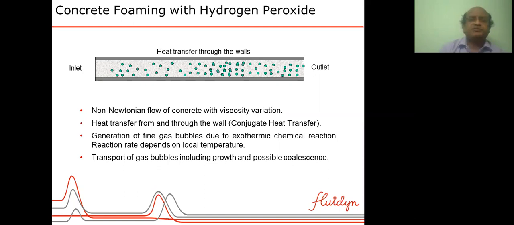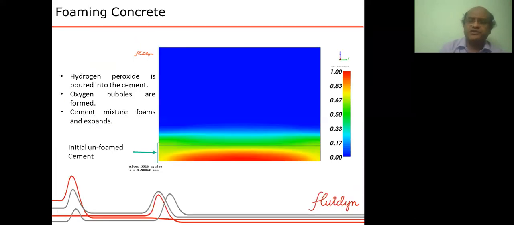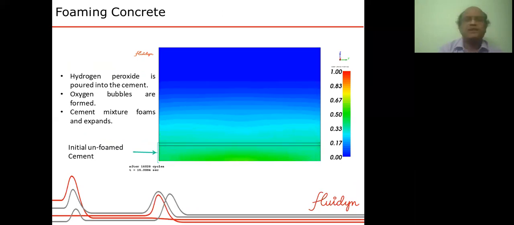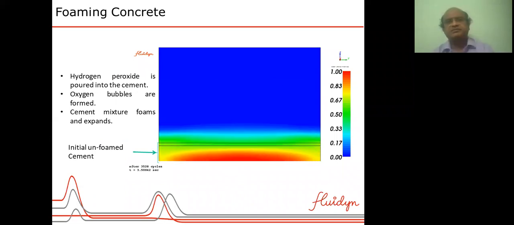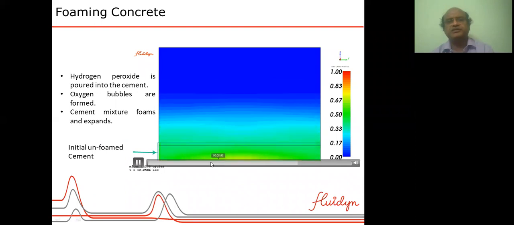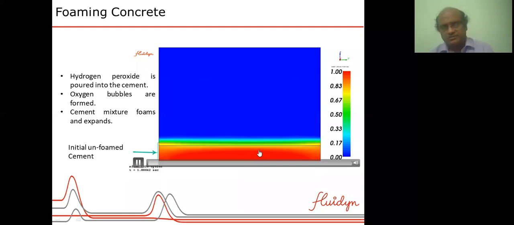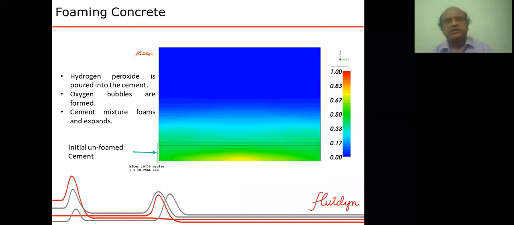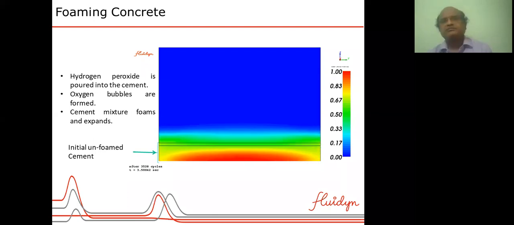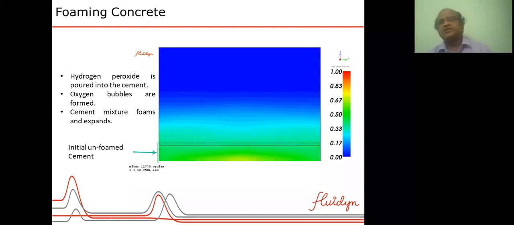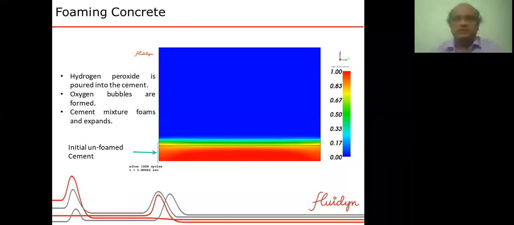I'll just show some more of the results. In this case, we have used a homogeneous equilibrium model. What you see is a cylindrical vessel, and in the beginning, the red region is the cement, and onto that hydrogen peroxide is poured. Then oxygen bubbles are formed, and what is plotted is the volume fraction of the liquid. So you can see that the liquid actually goes up as a foam.